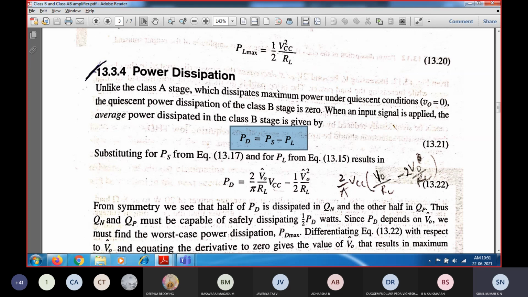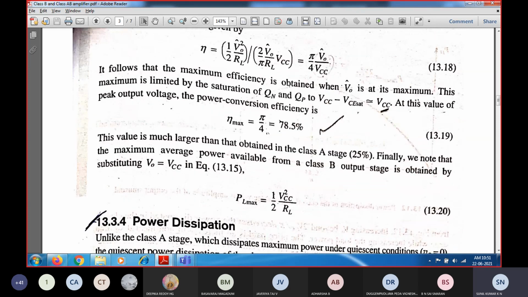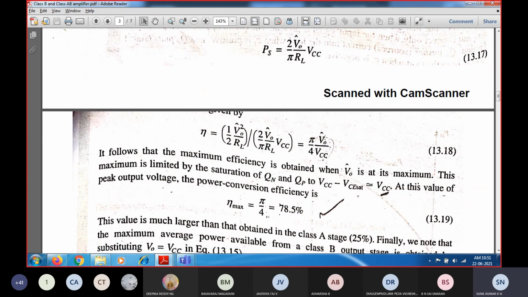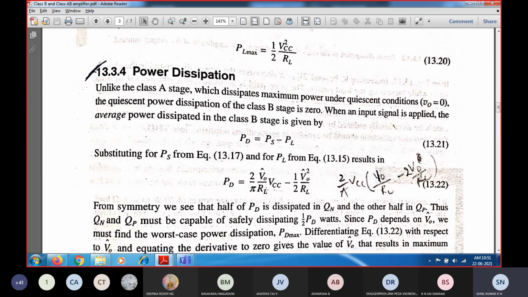So what is the supply power? The supply power is equal to this expression: 2 by pi V naught by RL into VCC, minus the AC power delivered to the load. The load power PL will be equal to V naught square by 2 RL. If you subtract these two, you will get this expression.